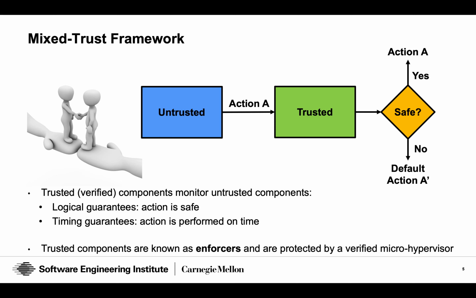Let's look into the mixed trust framework in more detail. In this framework, we have two kinds of components, untrusted and trusted. The untrusted components will perform some computation and output an action A as the result of its computation. The trusted component is responsible to check if this action is safe and that the action is performed on time. If the action is safe, then the system will perform the same action. Otherwise, a default action is performed instead. For the purpose of this talk, we will denote these trusted components as enforcers, as they provide formal guarantees since they are protected by a verified micro-hypervisor.